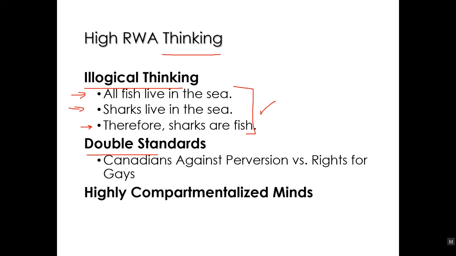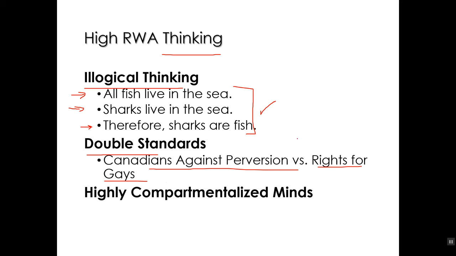Double standards. Right-wing authoritarians are more likely to accept double standards. In one experiment, Altemeyer described to people who were either high or low on measures of right-wing authoritarianism an incident where either Canadians Against Perversion or the organization Rights for Gays held a rally, and the speaker got everybody stirred up, and they actually rioted a little bit and destroyed a couple of buildings.